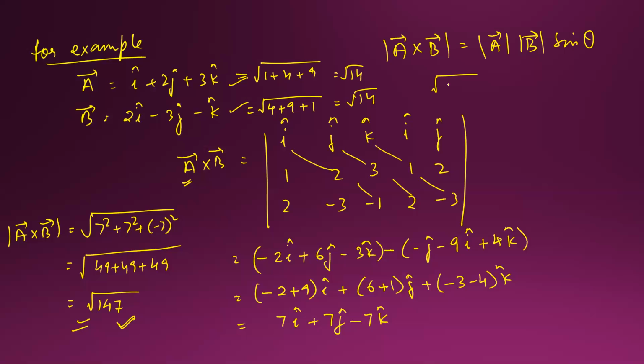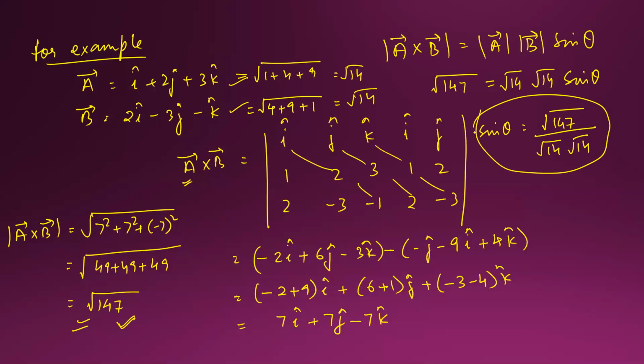So under root 147 is the value of mod of A cross B, and this will be equal to root 14 sine theta. So sine theta will be equal to under root of 147 divided by root 14 into root 14. So this is the manner by which I can find the angle between two vectors also. The same angle can be determined with the help of scalar product also.